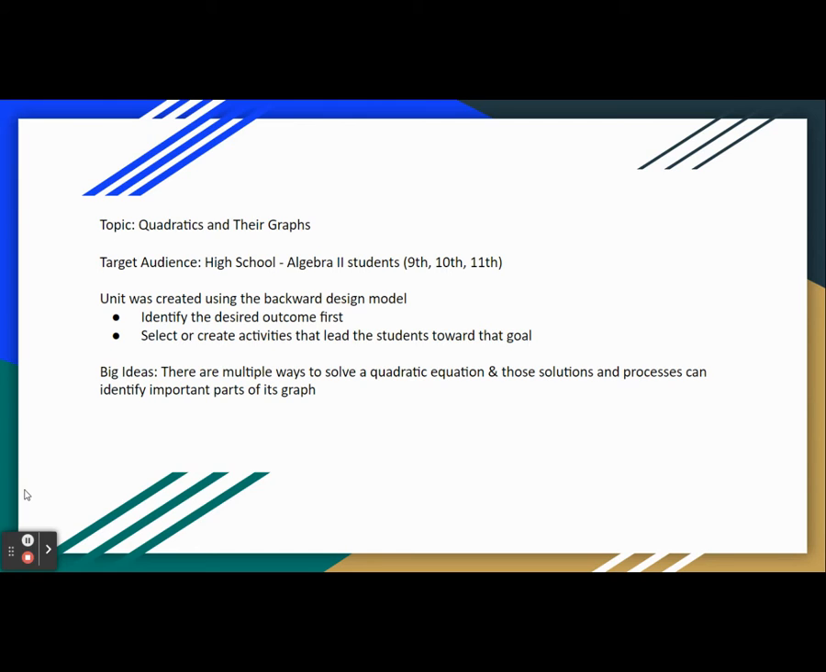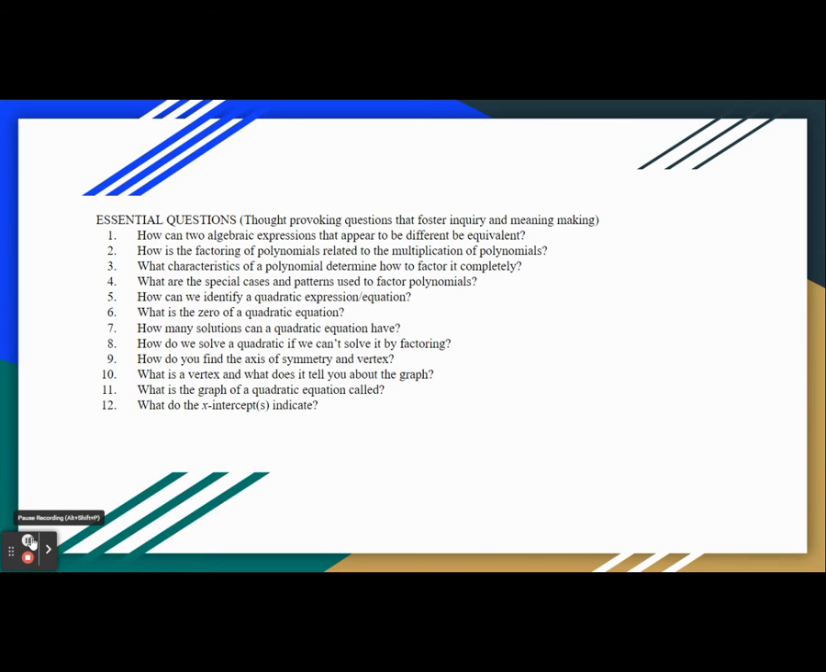This unit was created collaboratively at Ramsey High School using the backward design model. Although I edited some of the plans for use in this class, the bulk of the framework is what is currently taught in our district. The backward design model identifies the desired outcomes first and then chooses activities that aid in bringing the students toward that end goal. The big ideas that we will cover include multiple ways to solve quadratic equations, and those solutions and processes can identify important parts of its graphs.